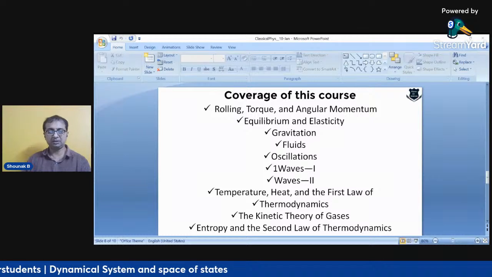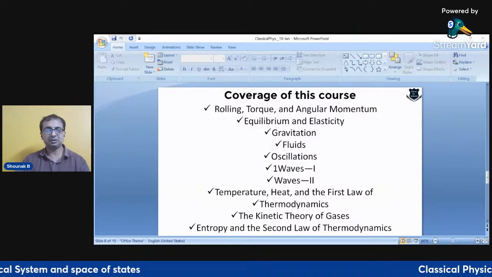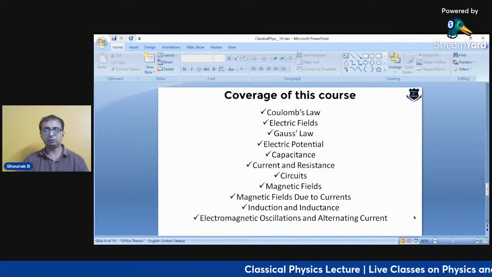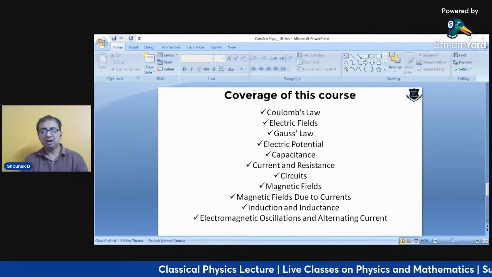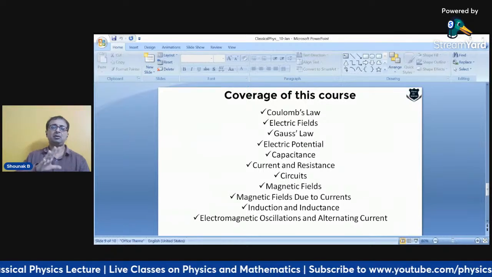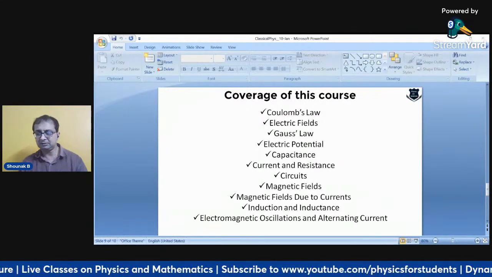Very good suggestion, Karan. Thermodynamics, kinetic theory of gases, entropy, and all the laws of thermodynamics. I'm also going to cover Coulomb's law, electric fields, Gauss's law. Here I would also cover a little bit of Maxwell's equations.